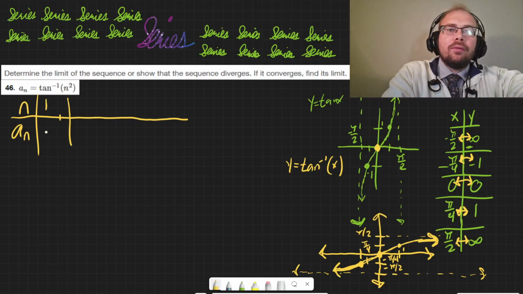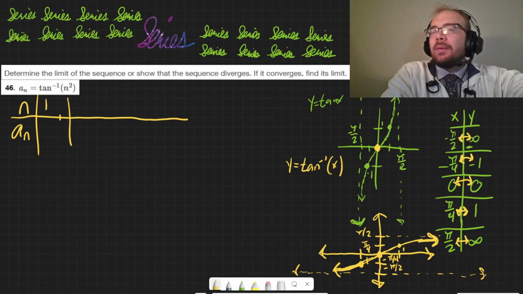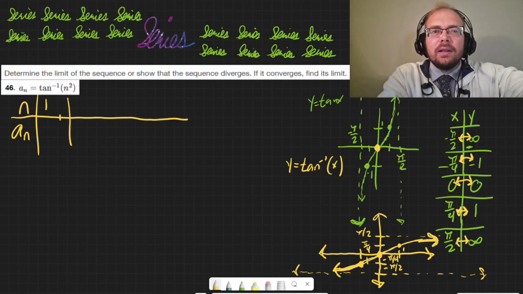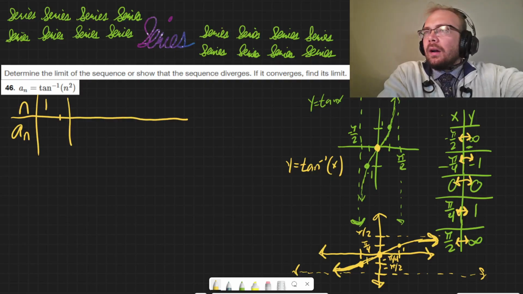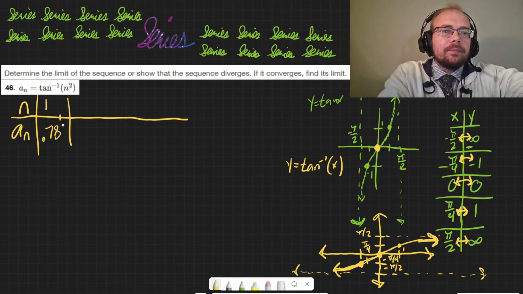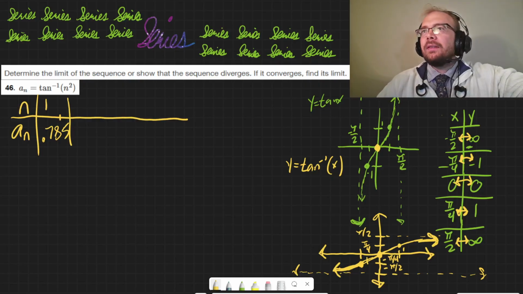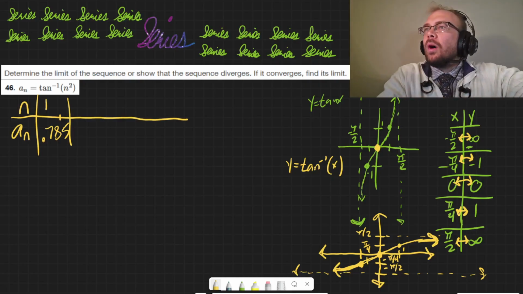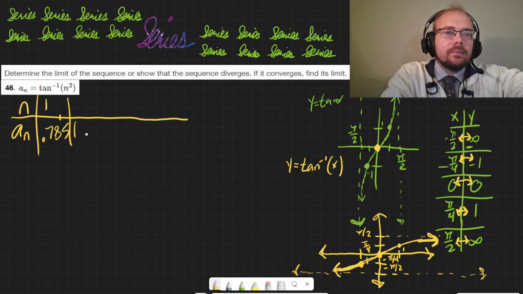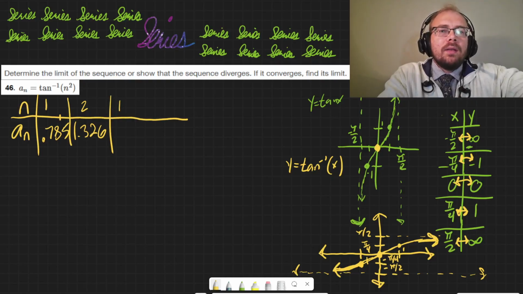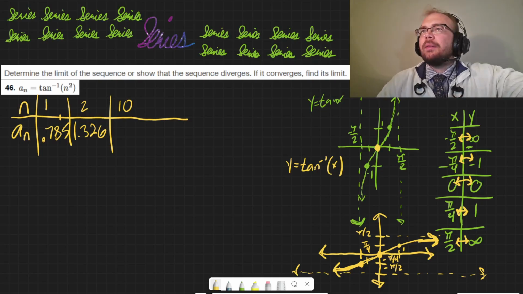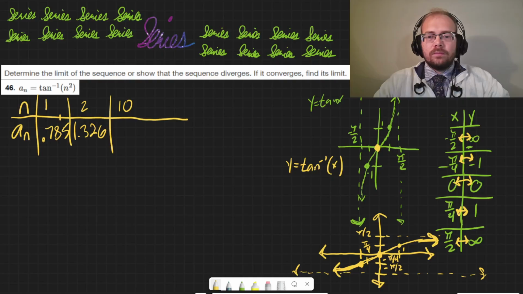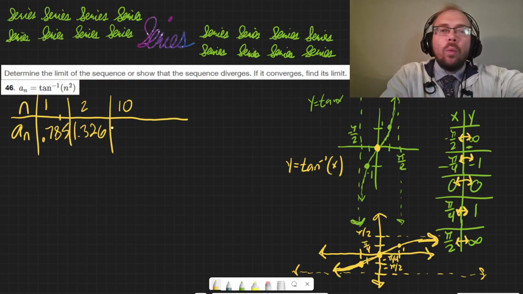So f of 1 looks like, and I'm typing this into Desmos, by the way, but you can do this on a scientific calculator as well, just 1 by 1, or a graphing calculator, of course, 0.785. And again, these are going to be 3 decimal places. So 0.785, then 1.326, and then let's jump to 10 just to see what happens. 1.561.